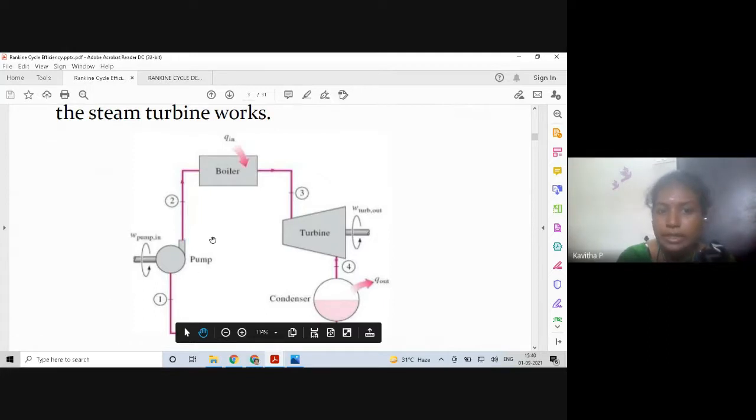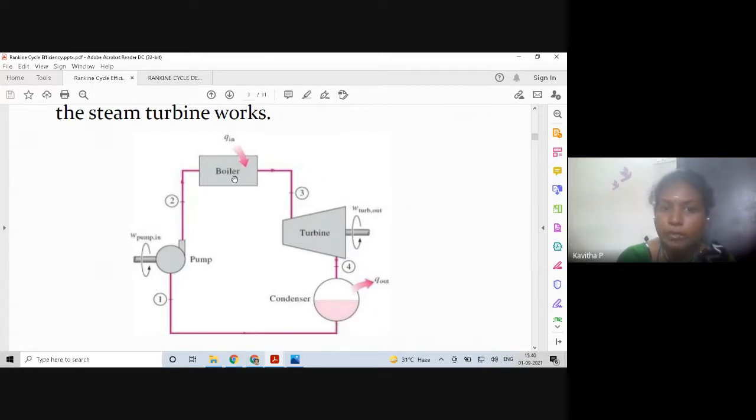So the Rankine cycle comprises four main components, which is the pump, where it is compressing the water and increasing the pressure of water, which is equivalent to the boiler pressure. Next, we have the boiler, which is operating at constant pressure to convert water into superheated steam by burning coal.